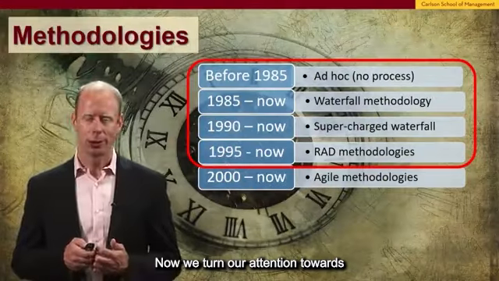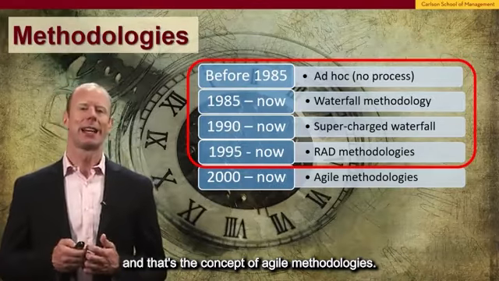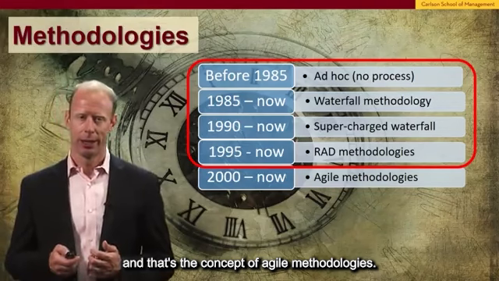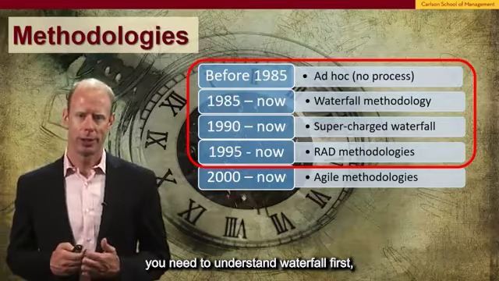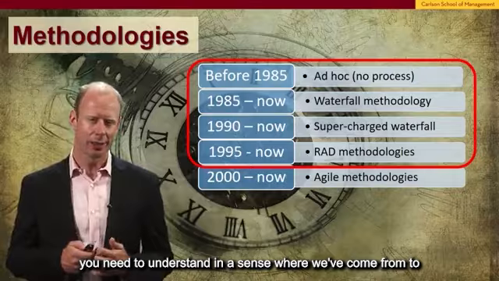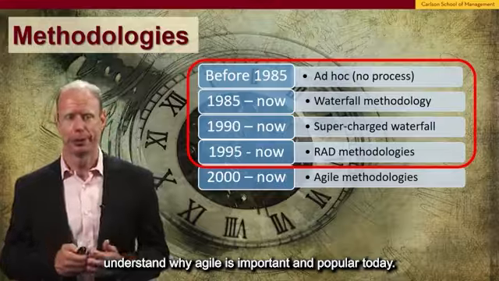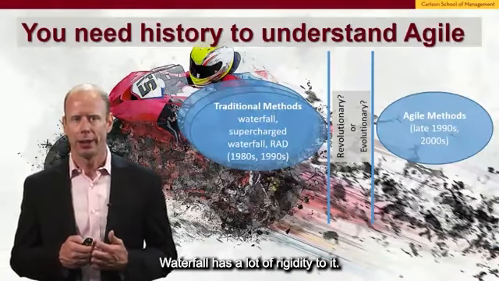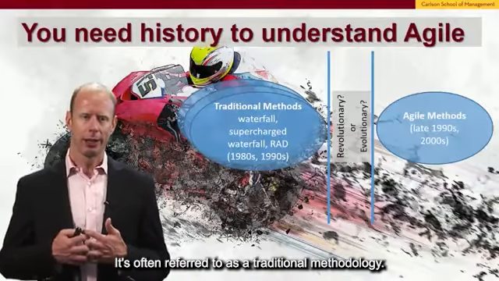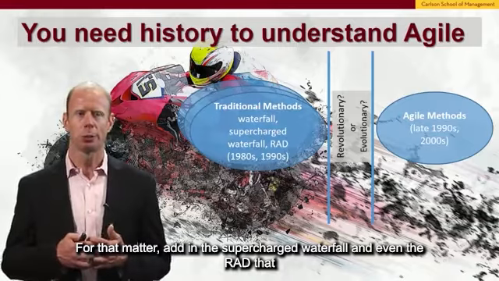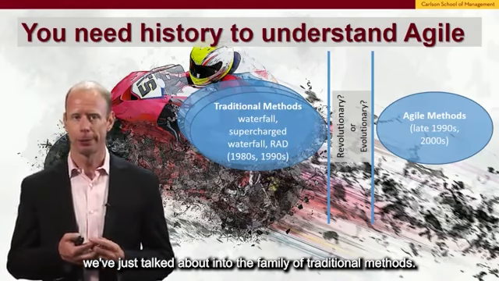Now we turn our attention towards a major buzzword in software and information systems today, and that's the concept of agile methodologies. We still teach waterfall because in order to understand agile, you need to understand waterfall first. You need to understand, in a sense, where we've come from to understand why agile is important and popular today. Waterfall has a lot of rigidity to it. It's often referred to as a traditional methodology, and for that matter, add in the supercharged waterfall and even the RAD that we've just talked about into the family of traditional methods.